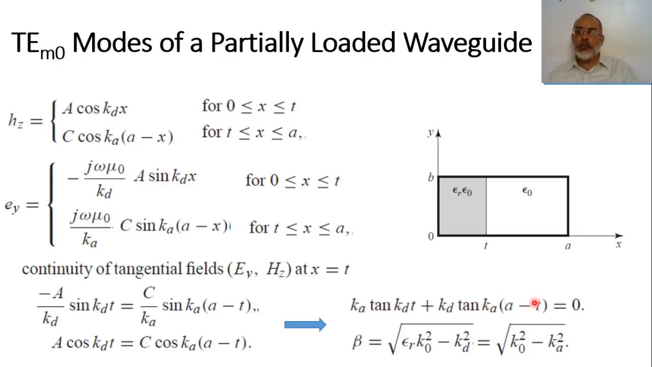So this equation would be a nonlinear equation of beta. By solving this nonlinear equation of beta, we can obtain the value of ka and kd, and from the value of ka and kd, we can find the ratio of the value of A to C. So we can obtain the field distribution inside the dielectric medium and inside the free space part. This is how to solve the partially loaded waveguide for the transverse electric modes.